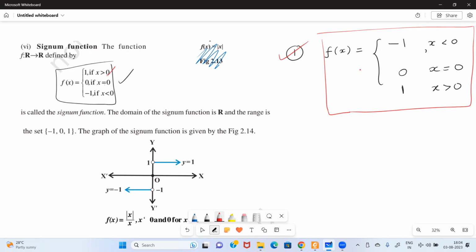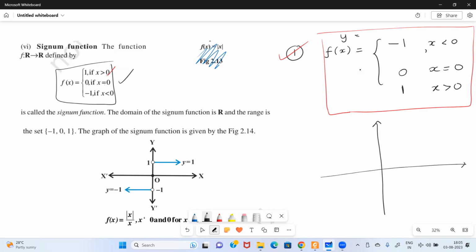So when x is less than 0, f of x is equal to -1. X is equal to 0, f of x is 0. X is greater than 0, f of x is 1. So once we know this, we just have to plot it, if you know the definition of the function. Instead of x, you can even write it as y, no problem. Either you write f of x is equal to whatever, or y equal to. Both are same. Now, how do you plot the graph?